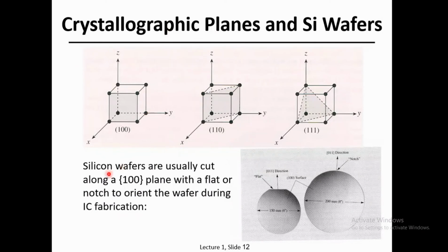Okay, so as we are describing again, we're saying that the silicon wafers are usually cut along the 100 plane with a flat or notch to orient the wafer during the IC fabrication. So all this crystallographic plane and wafer material is to give you an idea about how the semiconductors are fabricated. How do we make the silicon wafers?